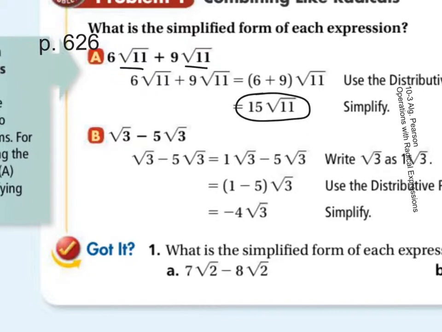On part B, it's the same idea. Square root of 3, this first one, there's not a number in front of it. We can put a 1 there, and then if you want to add the opposite, you can. And then since both of these are something times the square root of 3, this is kind of like if we had 1x minus 5x. If you did that you'd get negative 4x. It's the same idea, except instead of an x, we have a square root of 3 here. So that would come out as negative 4 times the square root of 3.